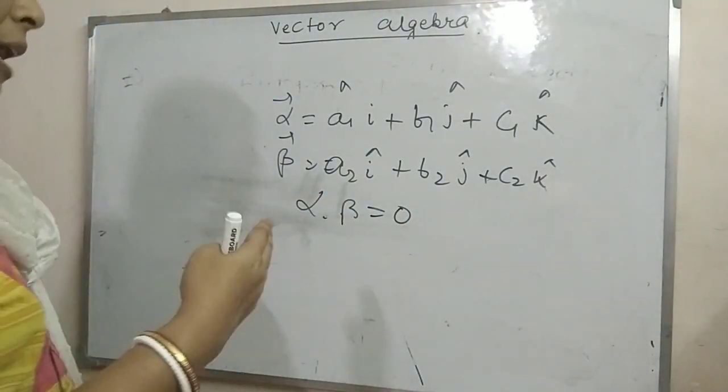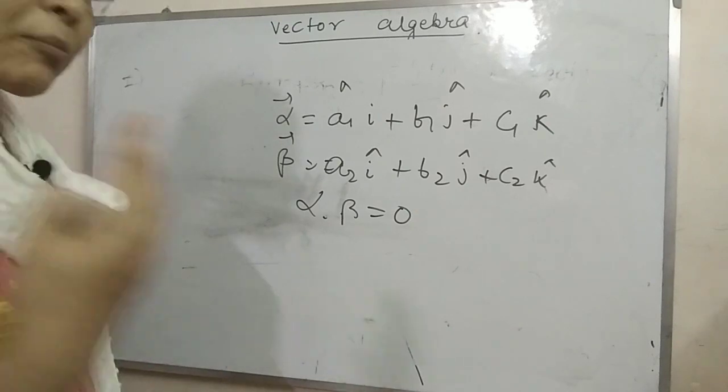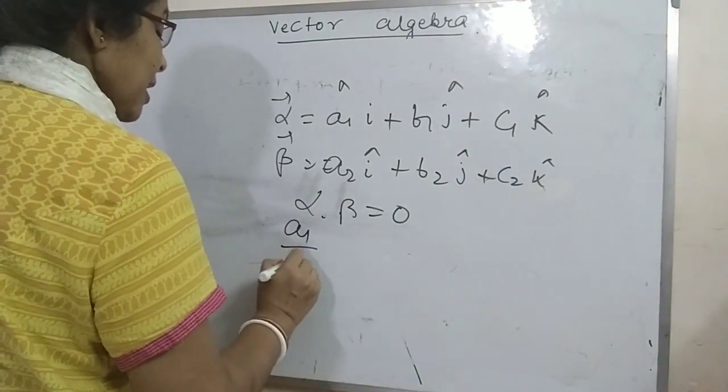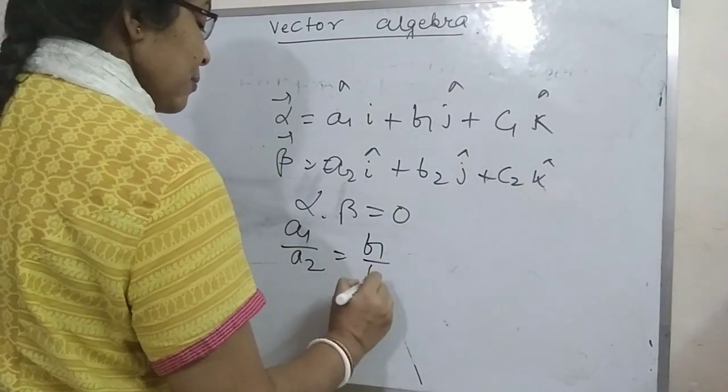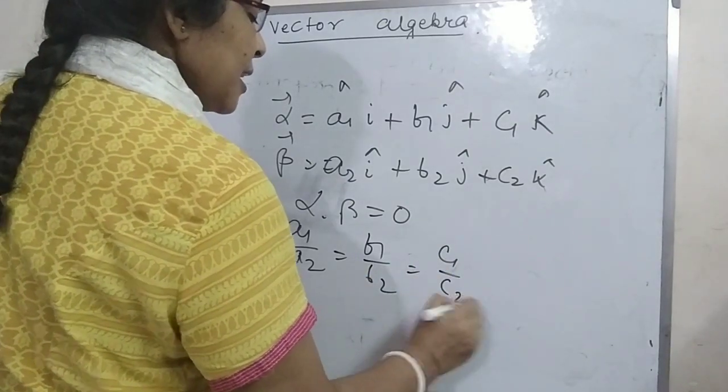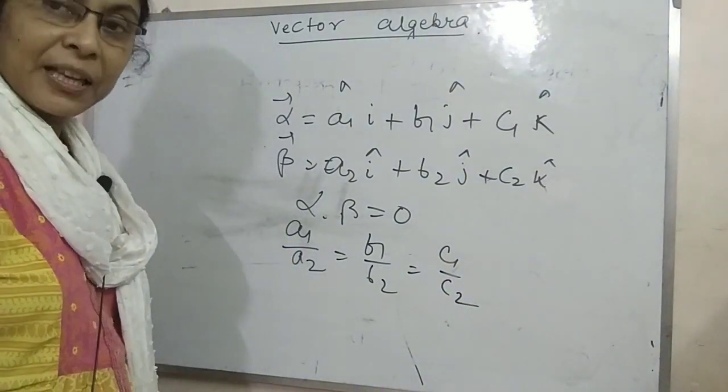And if alpha and beta both are parallel, then a1 by a2 equal to b1 by b2 equal to c1 by c2. Okay, I am ending here.